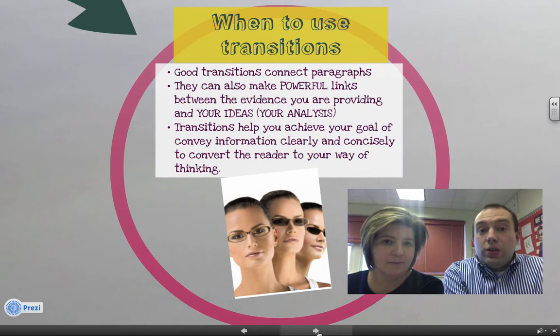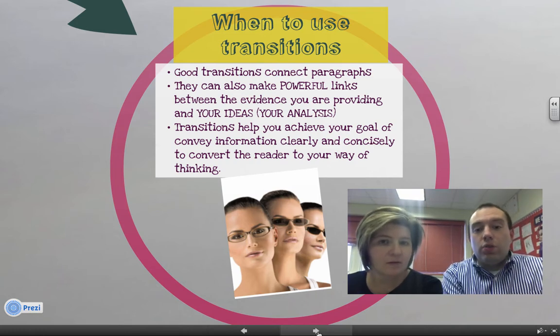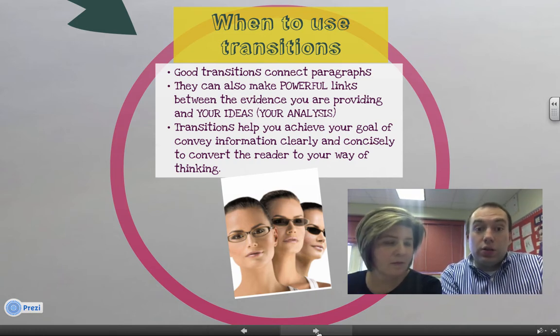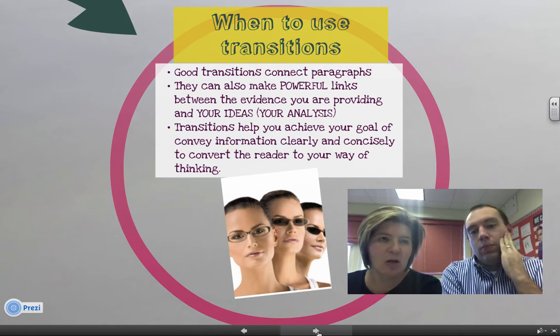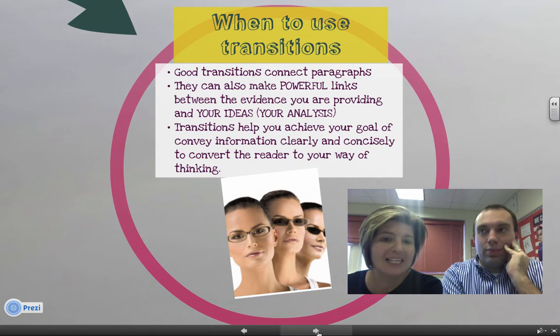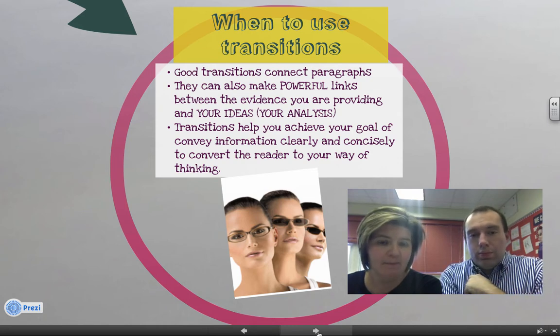So when do you use transitions? Well, good writers will use transitions to connect paragraphs. So a topic sentence, as we oftentimes call it, the first sentence of a new paragraph should always be a transition. But transitions can also be used throughout the body paragraph, and they're really important in helping you link your evidence to your analysis or your ideas. When you use transitions correctly, you're trying to get the reader to think the way you think. So you're almost putting ideas into the reader's mind so that the reader starts to interpret the information that you're providing the way you want the reader to interpret it.